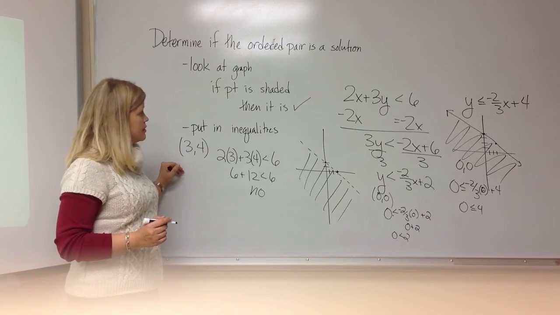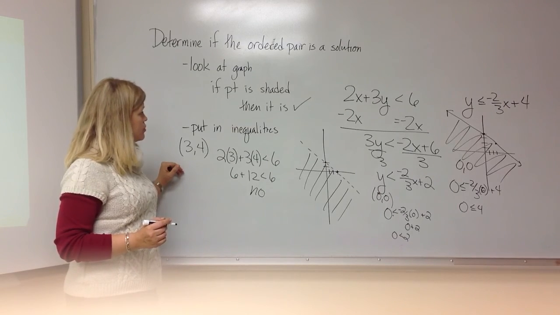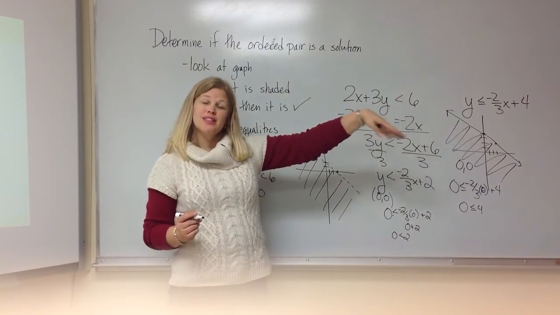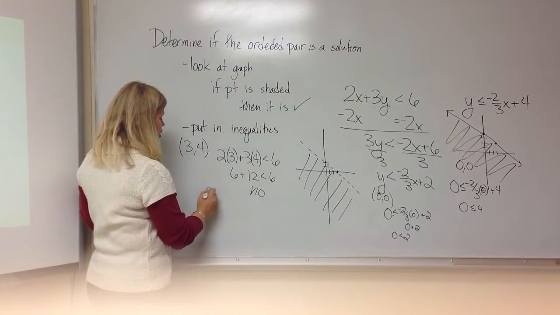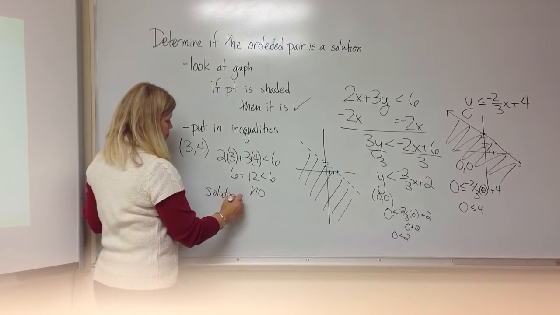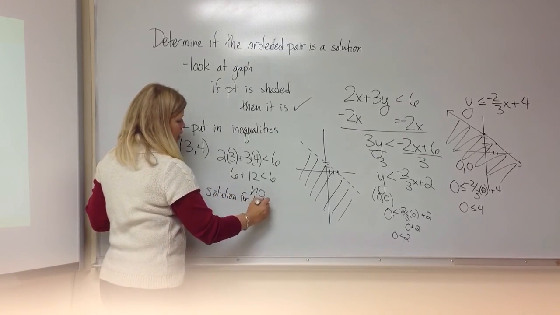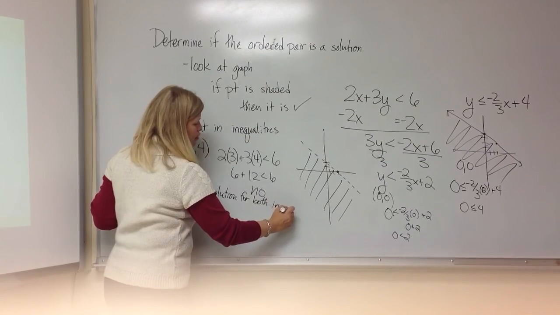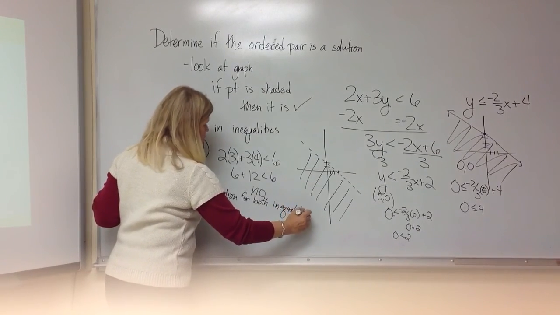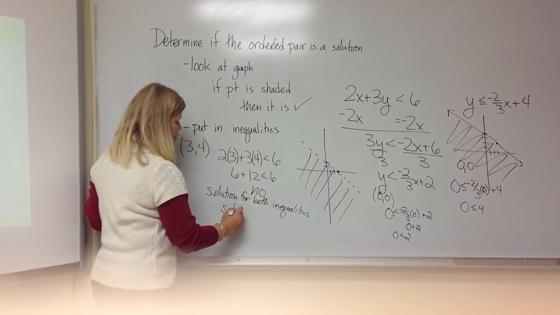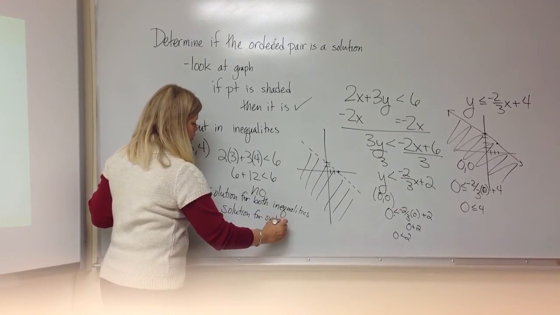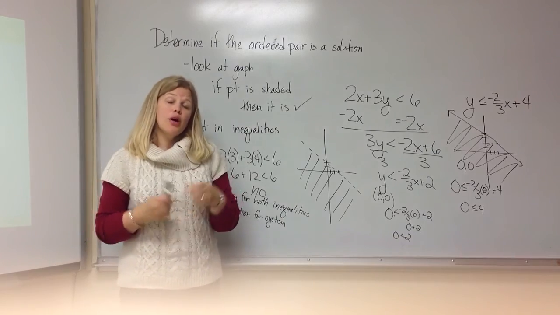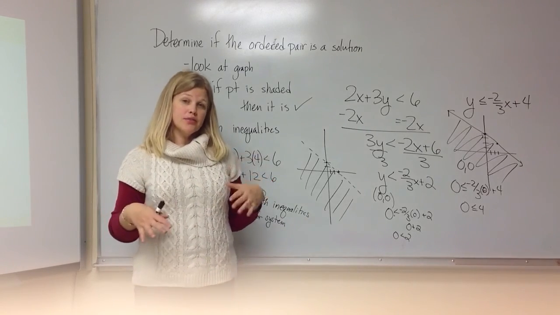Now if you notice, I don't think this would have been a solution for either one. Sometimes it'll be one and not the other. It has to be a solution for both. It has to be a solution for both inequalities for it to be a solution for the system. Okay? So that kind of takes care of all the stuff that we're going to do.